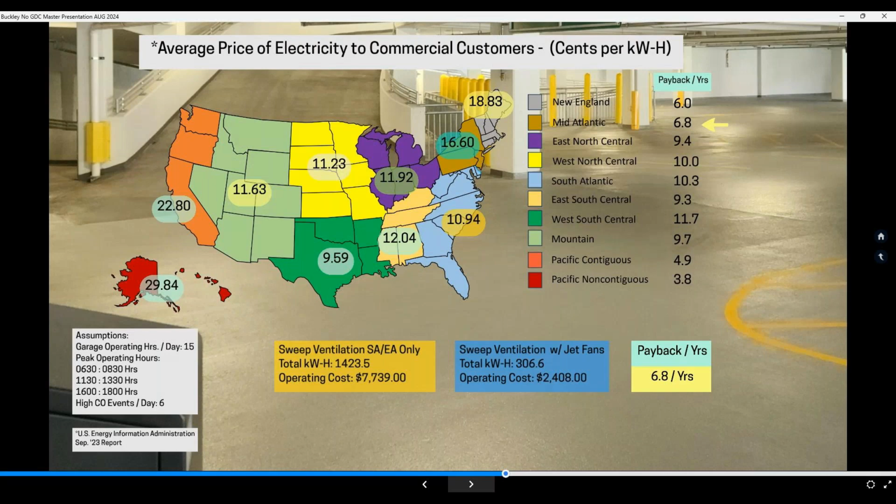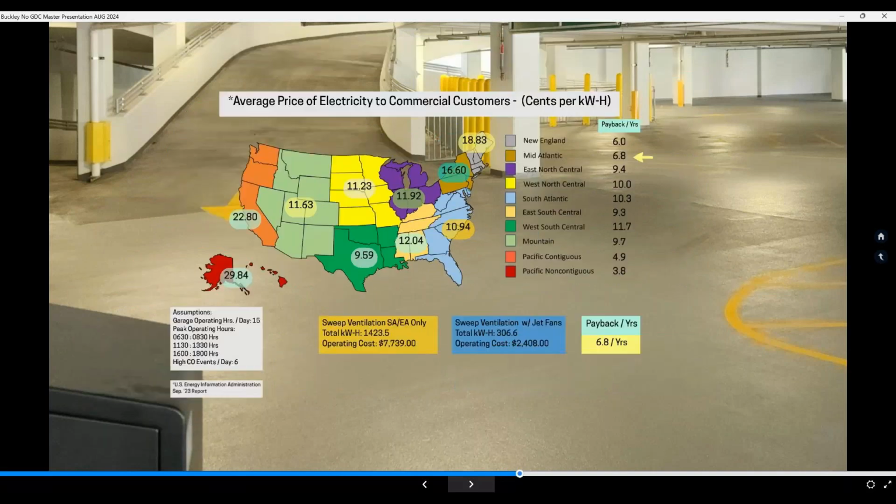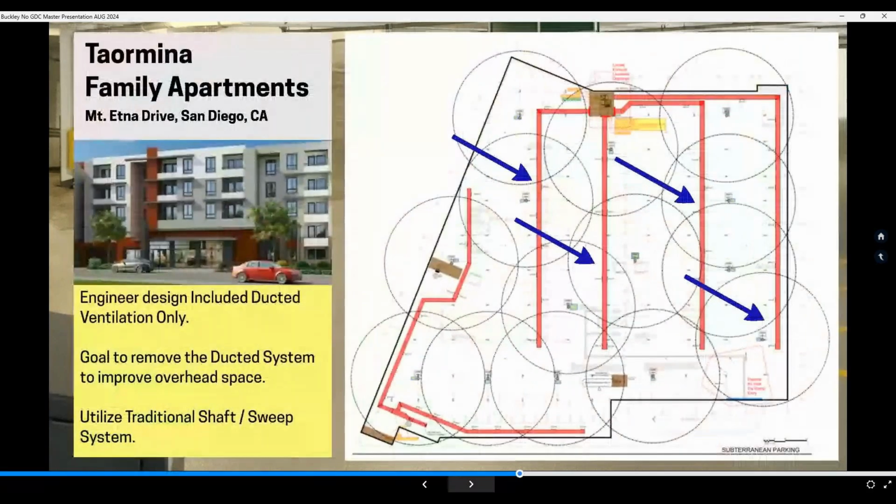was a cost of $7,739. Now, when we supplement that ventilation system with jet fans, and we look at the total kilowatt hours reducing from 1,423 to 306.6, that operating cost drops from $7,700 down to $2,400. This is a payback. It's about 6.8 years. And that is a payback that is actually very substantial.